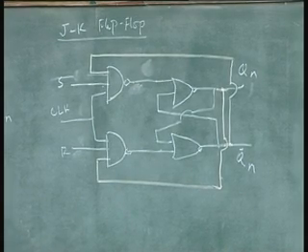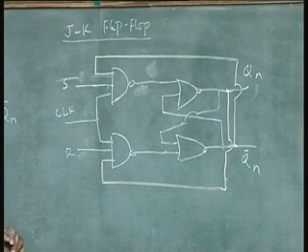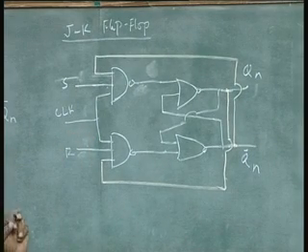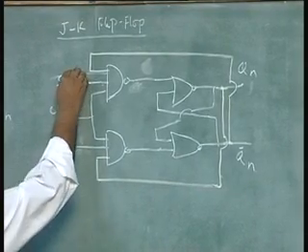The condition that S and R is equal to 1, which was not permitted in the previous case, how that is eliminated in this case of the JK flip flop we will see. For that we need to make S is equal to 1 and R is equal to 1.